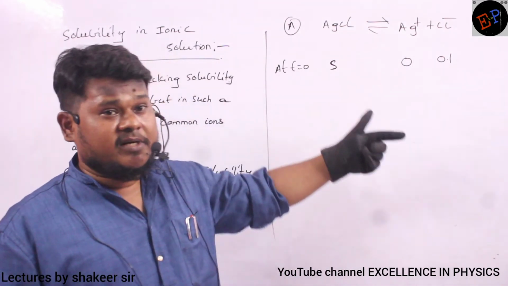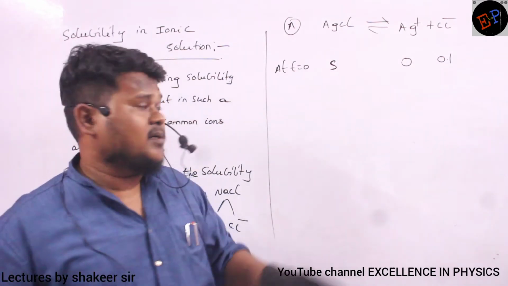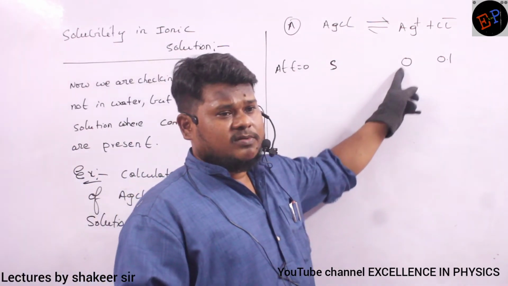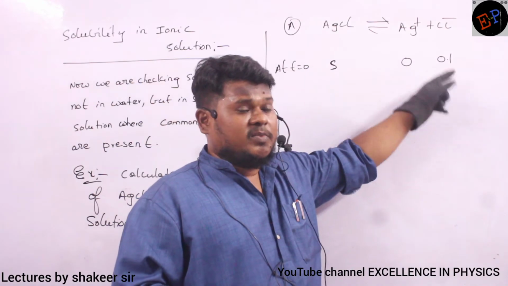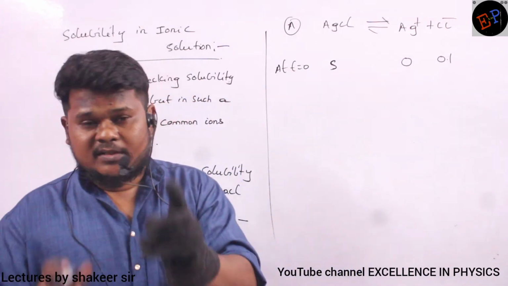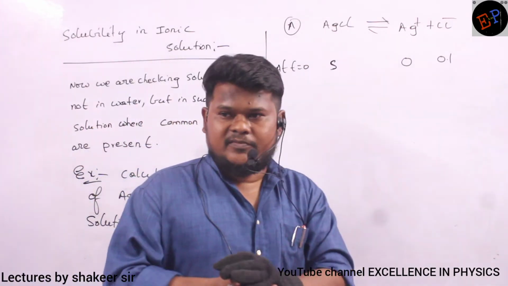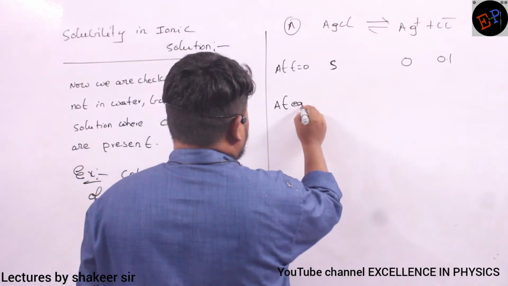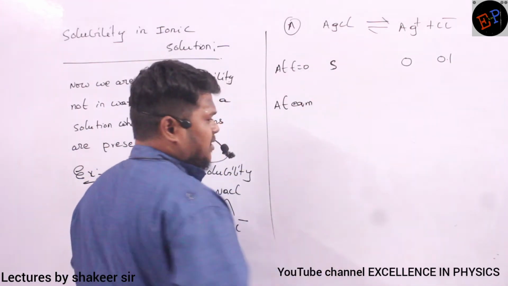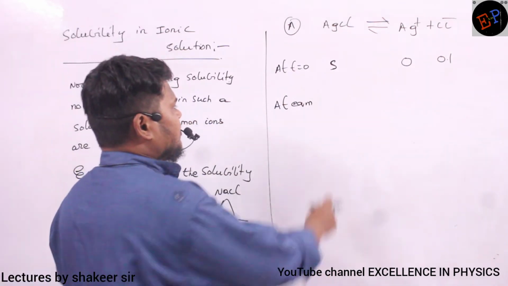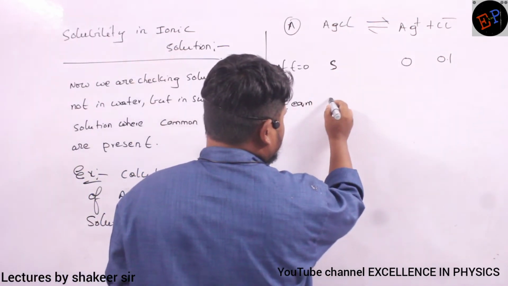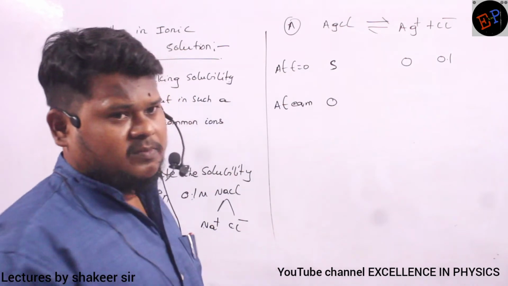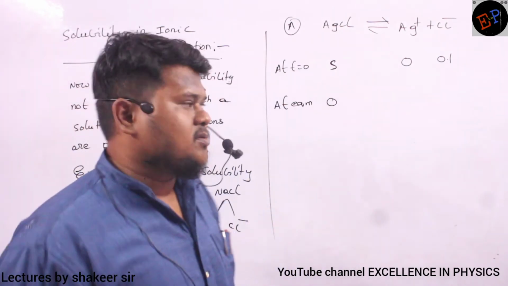So in the previous condition, when salt was dissolved in water, Ag plus was 0 and Cl minus was also 0, but here Cl minus is not 0. That is the only difference. Is the difference clear? So at equilibrium, after this salt has completely dissolved, what is the amount of AgCl? 0. AgCl is not present because it has dissolved in this solution.